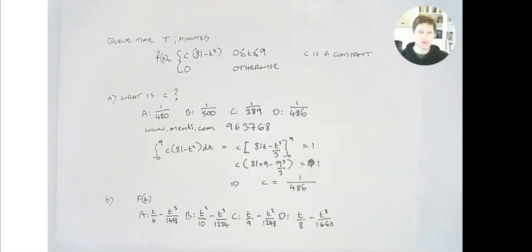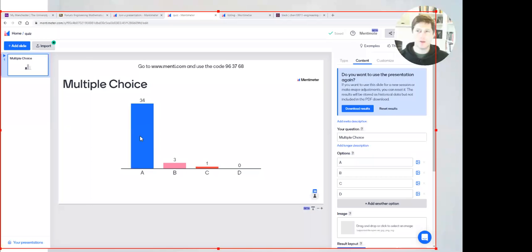Okay, I'm going to show you the responses to that. There we go. So most people have plumped for A, and so it's reassuring that at least a third of you know how to do that. But if you're unsure, I'll tell you what to do.